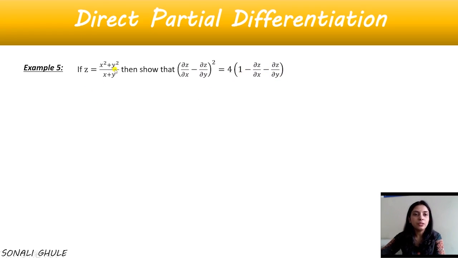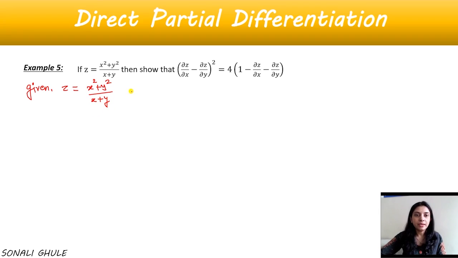First of all, you have to check the given. Z is given to us, in terms of x and y, so it depends on two variables, x and y. First of all, we write the given part. The given is z equals x square plus y square upon x plus y. This is our given function.